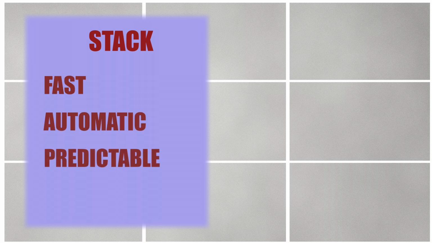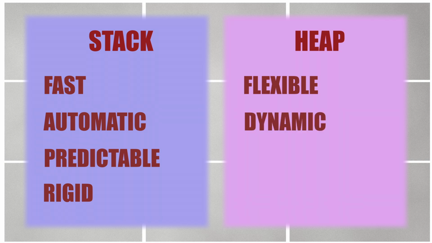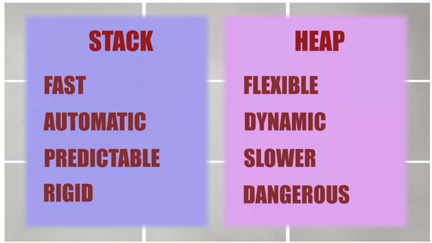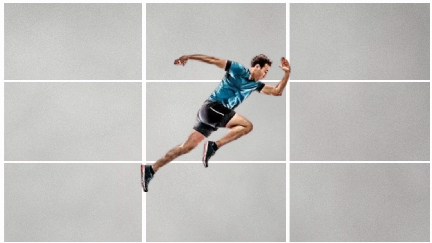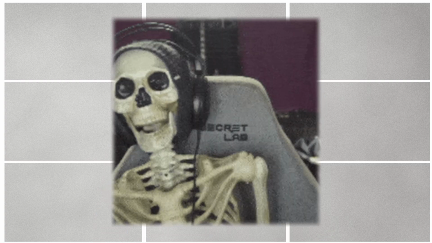The stack is fast, automatic, and predictable, but rigid. The heap is flexible and dynamic, but slower and more dangerous. Mastering this difference is what separates casual coders who just make it work from elite engineers who design systems that actually scale under pressure. Understanding memory layout lets you write faster code, debug memory issues quicker, and build applications that don't randomly die in production.